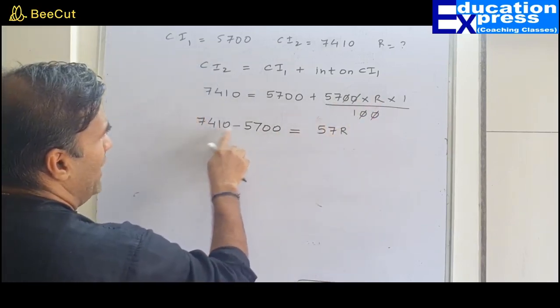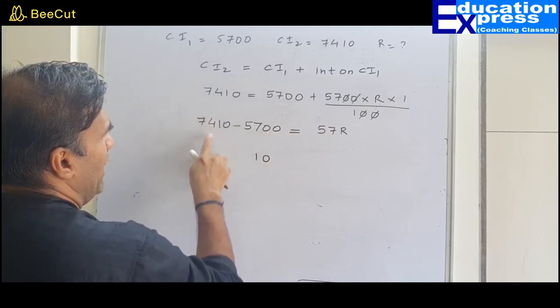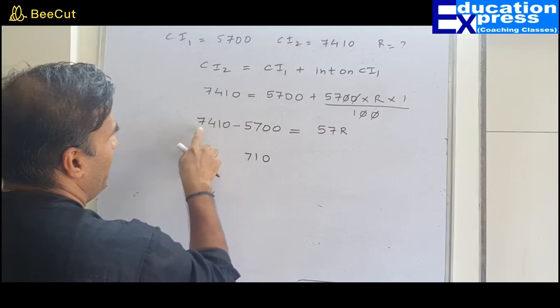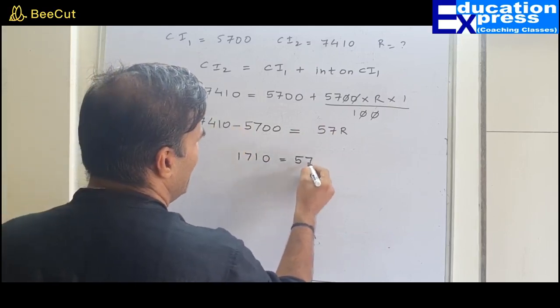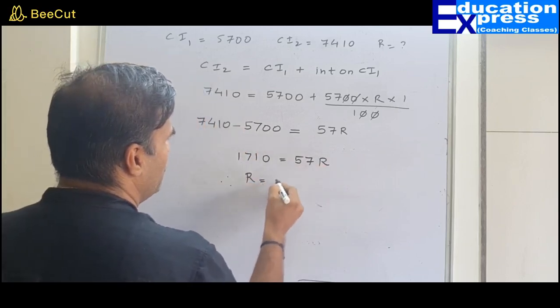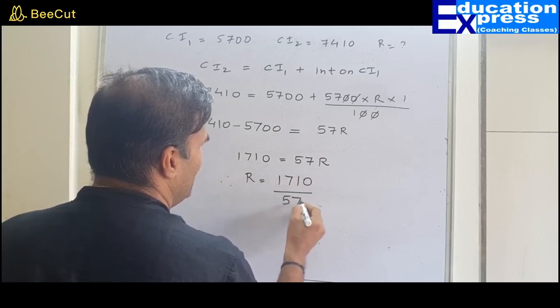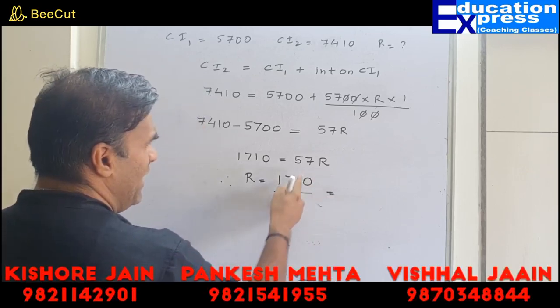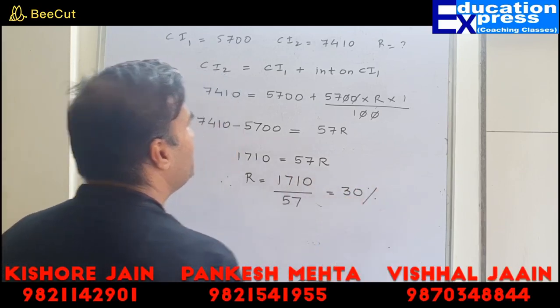Now let's do this calculation. 10 minus 0, 10. 14 minus 7, 7. 6 minus 1 equals 57 R. Therefore R equals 1710 upon 57. 57 threes are 171. The answer would be 30%.